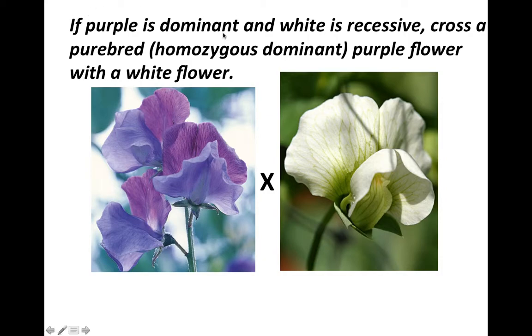Okay, so if purple is dominant and white is recessive, cross a purebred, which I'm telling you here is a homozygous dominant purple flower, with a white flower. Okay, sounds kind of crazy. So it's kind of like a little word problem here. Now, purebred again means that there's nothing but that dominant trait in there. Okay, so let's use the letter P here. If I don't give you a letter in these problems, you can pick one. So when I say homozygous dominant, I'm going to do big P, big P. Okay. Big P, big P.